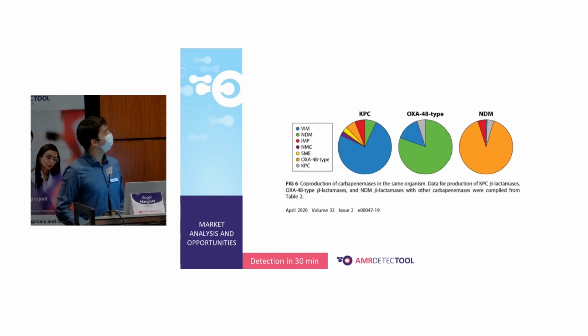And then here, there's a recent paper that published the coproduction of carbapenemases in the different organisms. As you can see, the coproduction of KPC and VIM is the most frequent. When there's OXA48, there's NDM. And then, as is logical, when there's NDM, the most frequent is OXA48, as in the second graph.